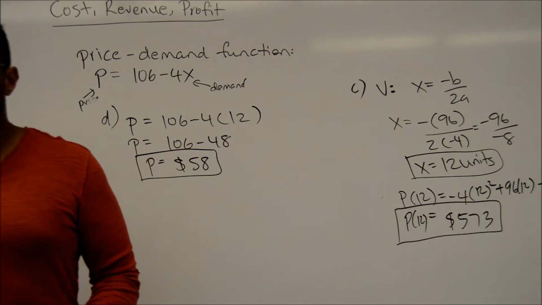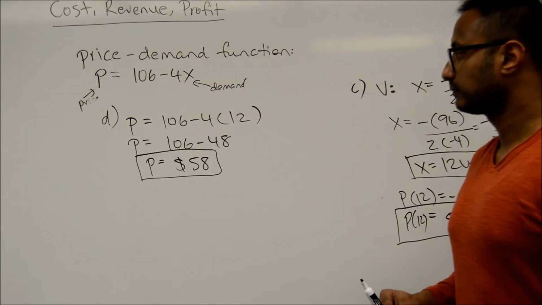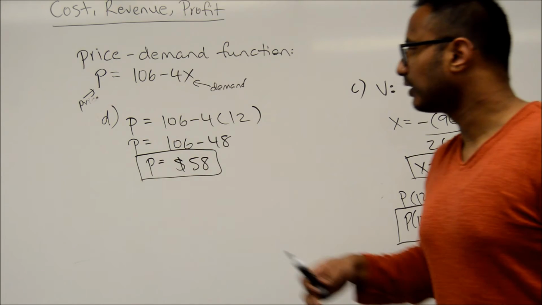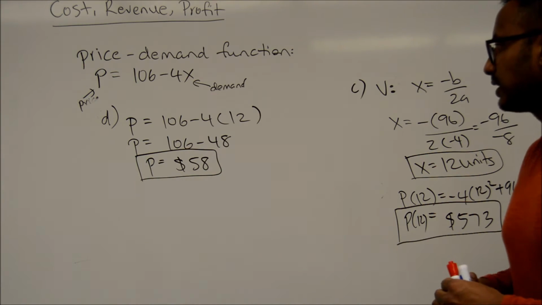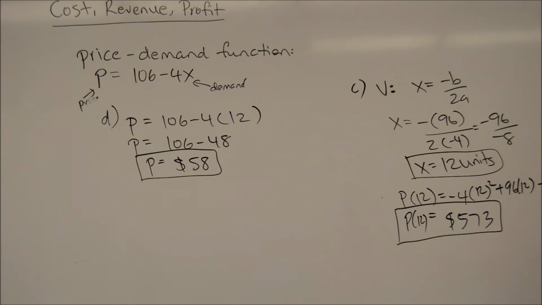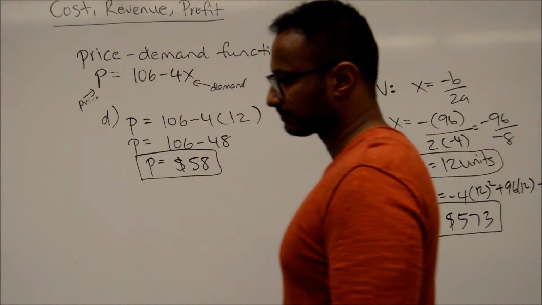So if you price 1 unit of ice cream at $58, so we're looking at some big container of ice cream, we sell 1 unit of ice cream at $58, then we will sell 12 units of that, and our maximum profit will be $573.